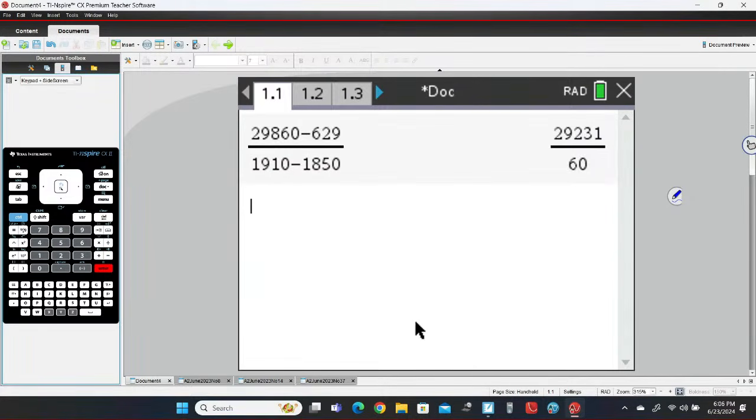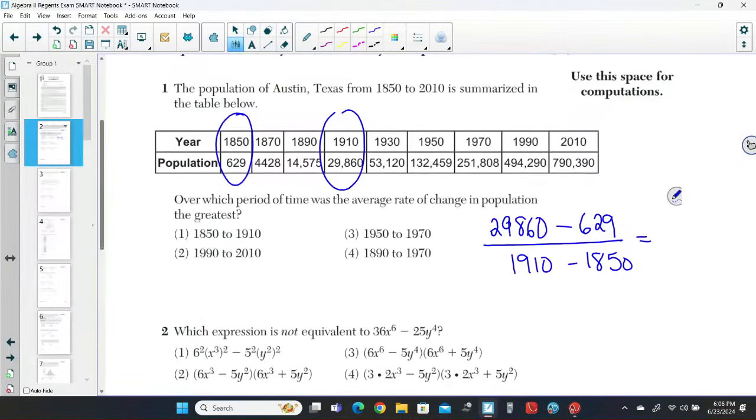I hit enter and I get that silly fraction, so I'm going to hit Control Enter, which is going to give me an approximation. And I'm going to round that to the nearest whole number. I'm going to say that's 487. We'll talk about that in a second. So this is 487 people per year.